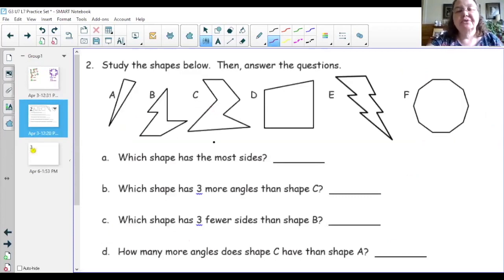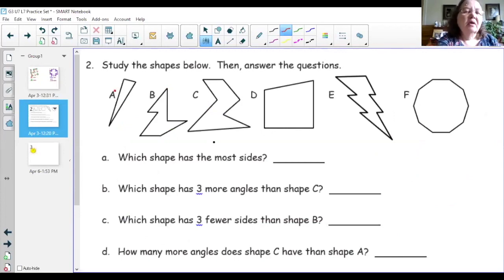This is number 2. And this says, study the shapes below, then answer the questions. So look at those shapes. Oh my goodness, they're all different sizes. There's only one I recognize. So the first question says, which shape has the most sides? What do you think we need to do? That's right, we need to count them. And I like to use my strategy.